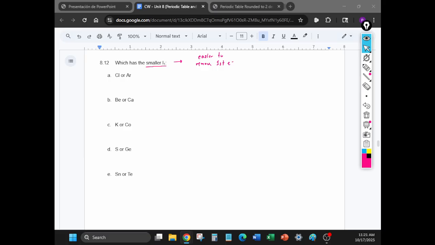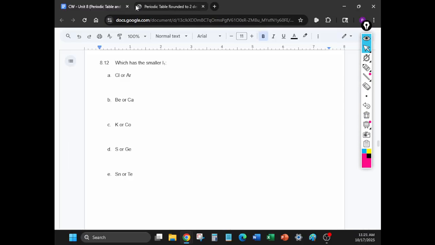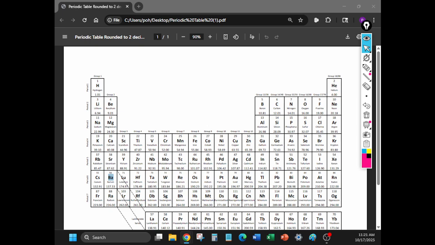Okay, let's start going over it, guys. So we're gonna start by comparing chlorine and argon for the ionization energy. It helps to look at the periodic table. Okay, so we got chlorine and argon, and this is actually, I think, pretty tricky. Let's take a look at their Lewis structures.